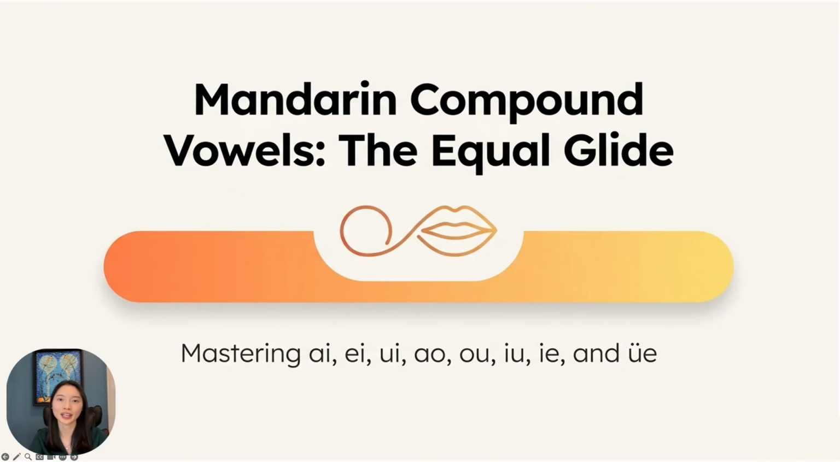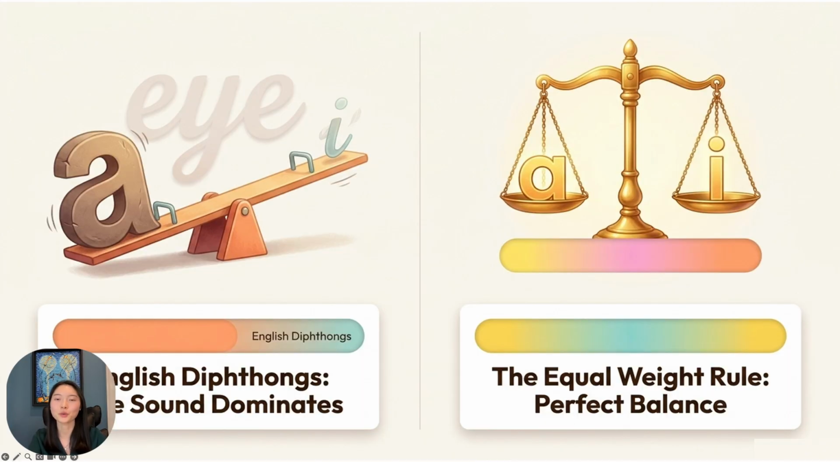Now we are moving into compound vowels. Today we have 8 compound vowels. Before we start, one rule that applies to all of them. In English, when 2 vowels combine, one usually dominates. In Mandarin, both sounds carry equal weight. Keep that in mind as we go through each one.